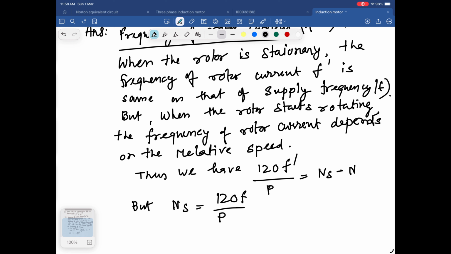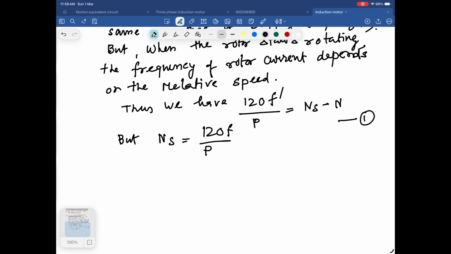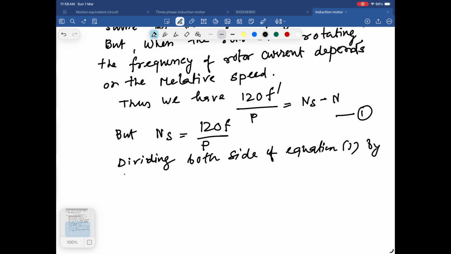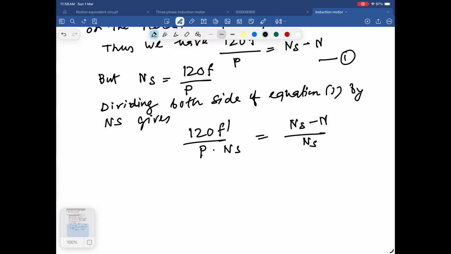So if the rotor frequency is f' and the relative speed is the synchronous speed minus the rotor speed, we can write that 120f'/P is equal to Ns minus N. But we know the synchronous speed is equal to 120f/P. So if I divide the equation by Ns, then what will I get?